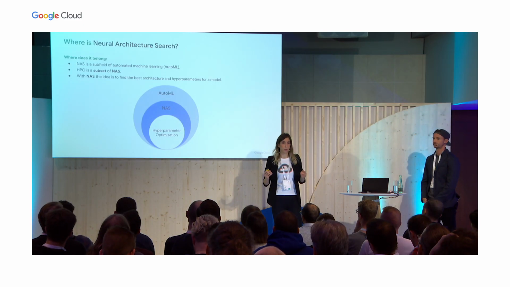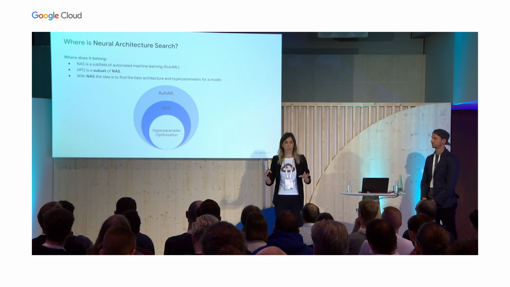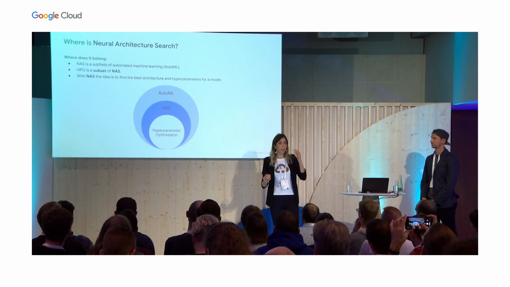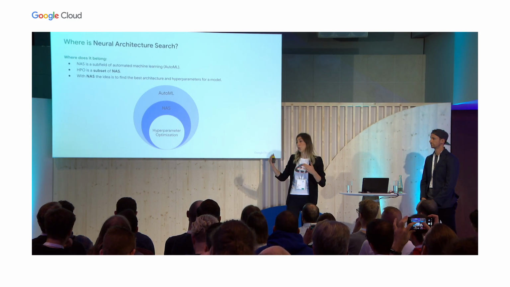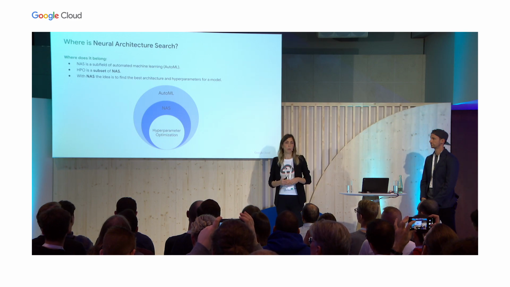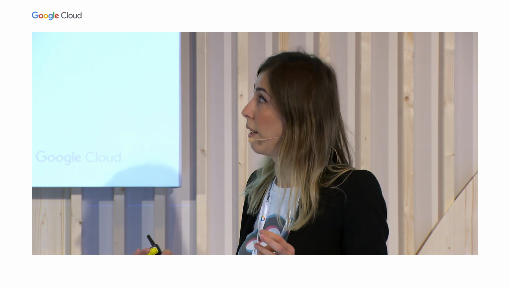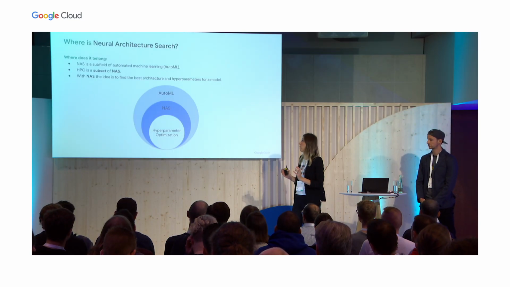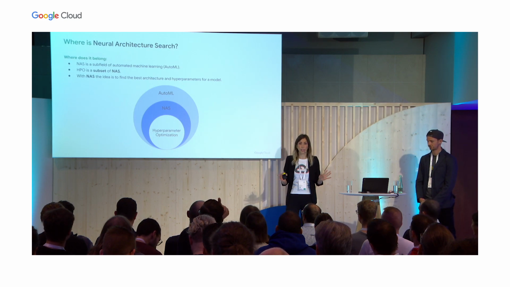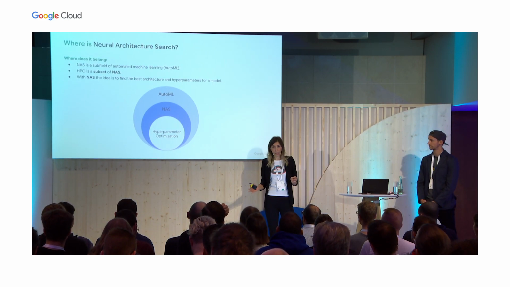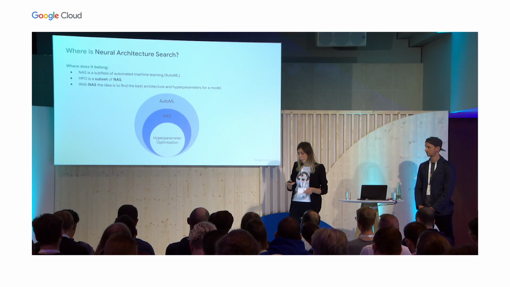Where does it belong? For those who are familiar with machine learning in general, you probably know that there is a concept of AutoML, where on GCP you can train your models with your data on pre-built models, and NAS is actually a subfield of AutoML. And hyperparameter optimization is a subset of NAS. So with NAS, the whole idea is to find the optimal architecture and also to find the best hyperparameters.